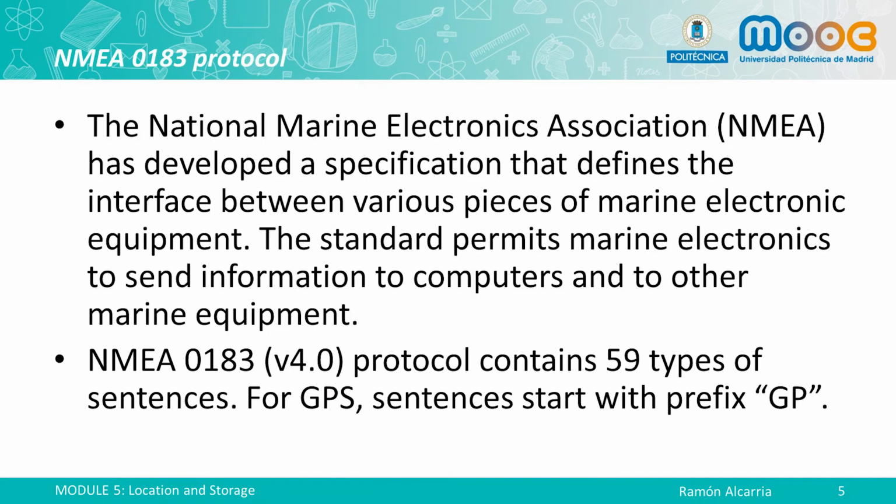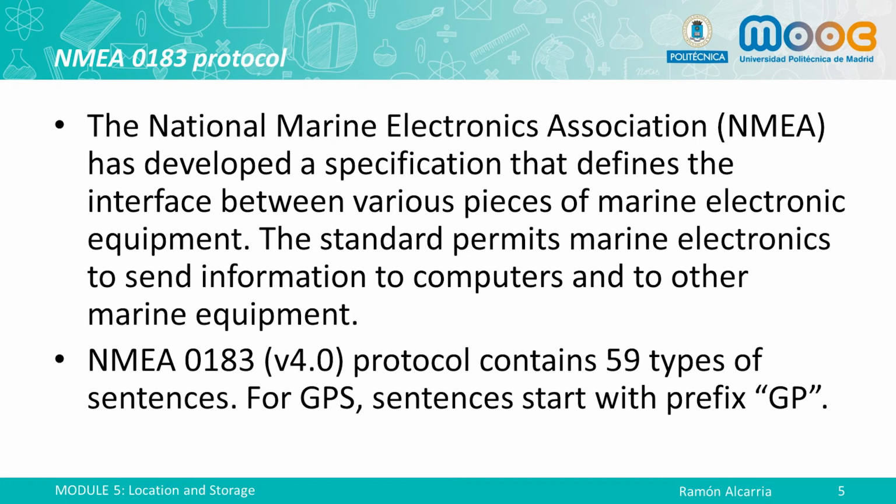The NMEA 183 protocol is designed for communication between marine electronics equipment and other devices. The serial communication between devices is performed in the form of sentences in ASCII code. Transmission rate is 4.8 kilobaud. The latest version of the general NMEA protocol, that is 4, contains 59 types of sentences. Several of them are used for GPS navigation only.